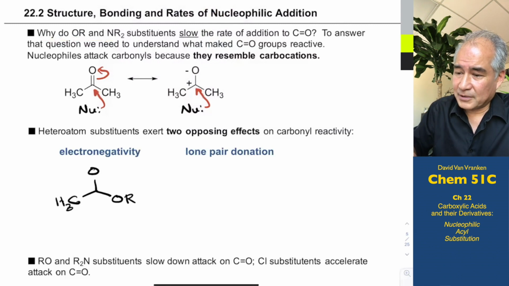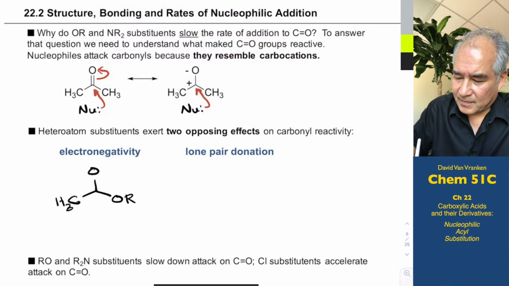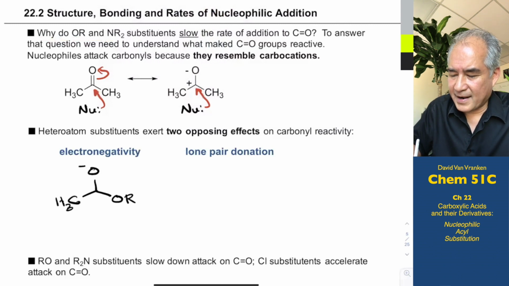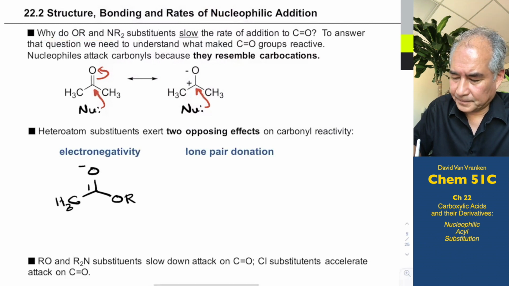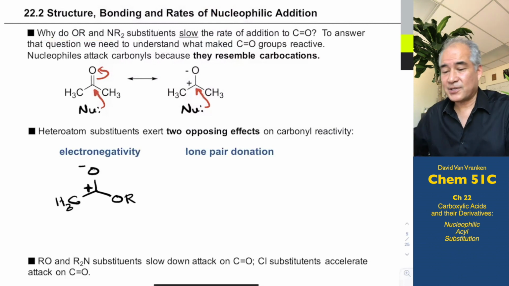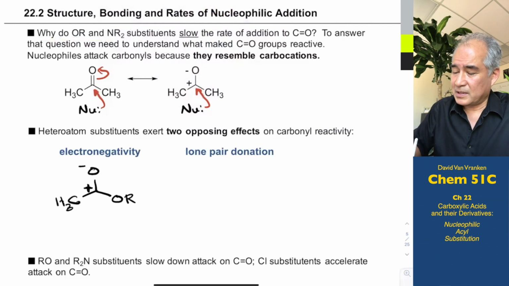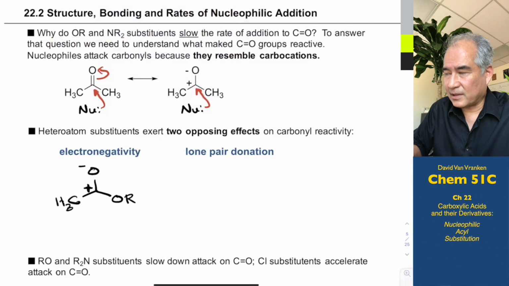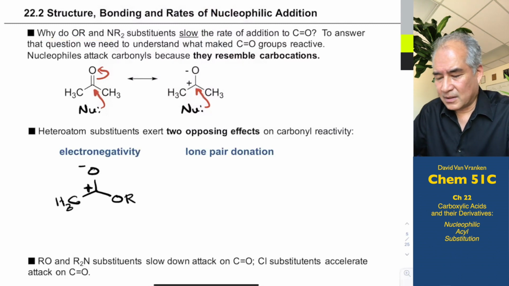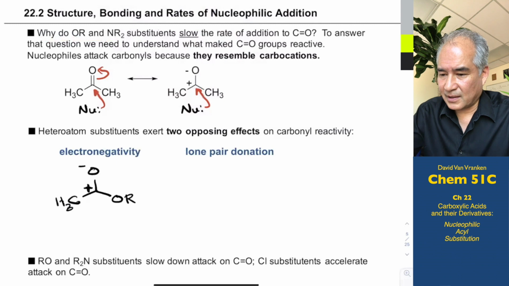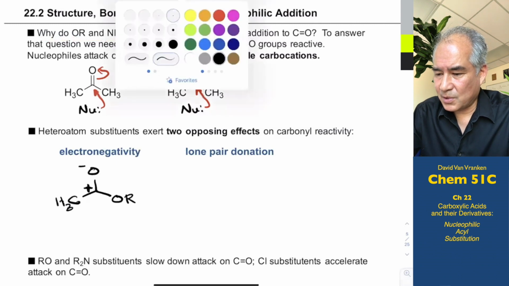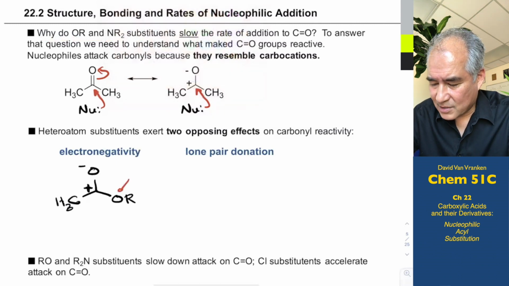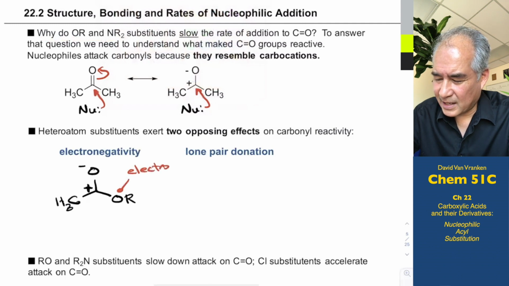So when I draw out this carbocation-like resonance structure for an ester instead of a ketone, well, what's the effect of having an electronegative atom with lots of protons in the nucleus? Well, oxygen is electronegative. There's lots of protons in the nucleus. Let me just go ahead and write that there. Oxygen is electronegative. Can I fit this in here, the word electronegative?